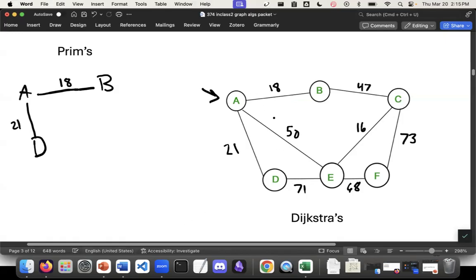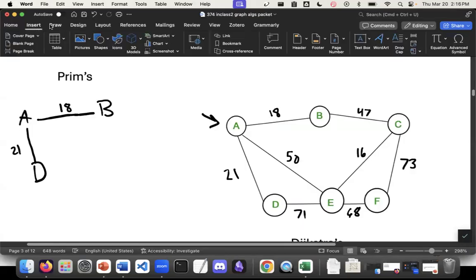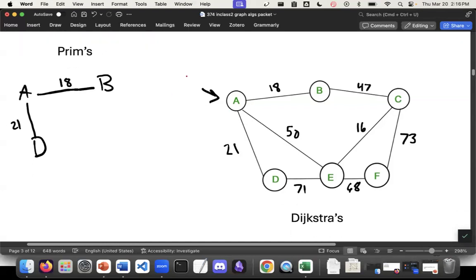Now we've got 50, 71, or 47. 50, 71, or 47. 47, right? Here, actually, let me, I feel like this is easier when we draw over it. Okay, so now it's kind of easier to see, here's the edges available. So either we go 47, or we go 50, or we go 71. And so then 47 wins here.